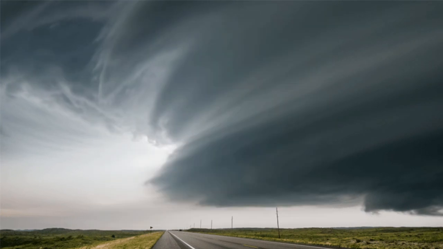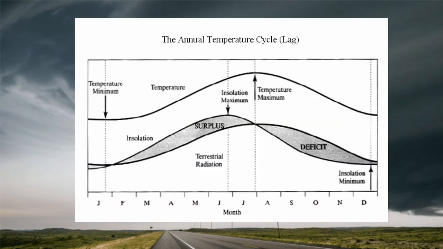Let's take a look at the annual cycle. The months of annual temperature maximum do not coincide with months of maximum solar radiation. July and August are usually the hottest months in the US, but the maximum solar radiation occurs in June. So the month of annual temperature minimum does not coincide with the month of minimum solar radiation.